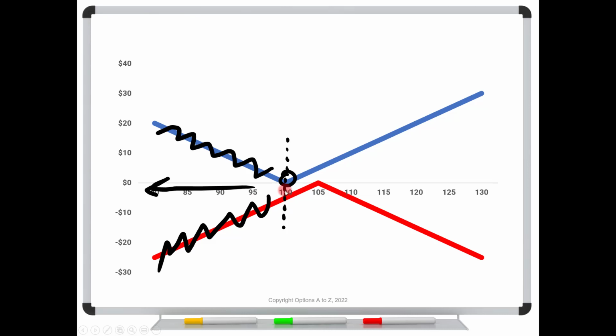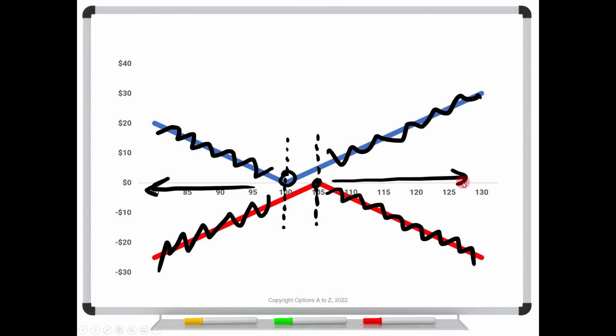Now let's take a look at this strike, draw a vertical line, and look to the right. Once again, you can see that all of the gains on the long straddle up here, this would be your long call, are going to be exactly offset by the losses on the short call. So all of these losses are offset by these gains. And once again, we're going to end up with a flat line in our resulting risk graph.